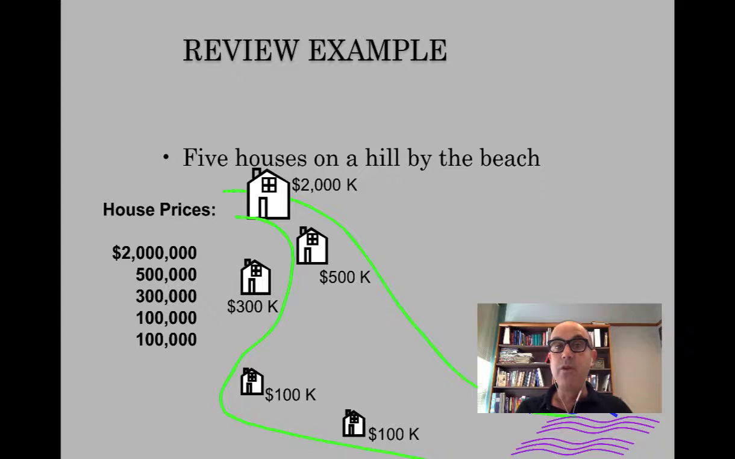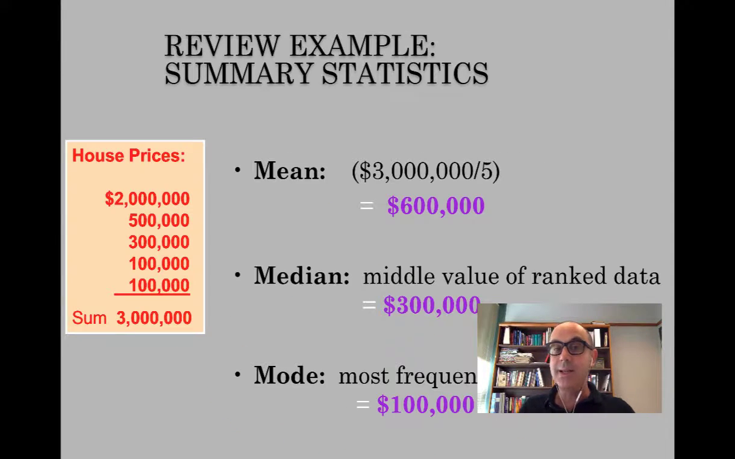Let's see an example. A review of 5 houses on a hill by the beach, and every house has a different price, even though the 2 last houses have the same price. If we apply descriptive statistics to it, we will learn, for example, that the mean is equal to $600,000 and the median is equal to $300,000 and the mode is equal to $10,000. As you can see, each one of them plays a different role in describing the distribution of this data and what it tells us.